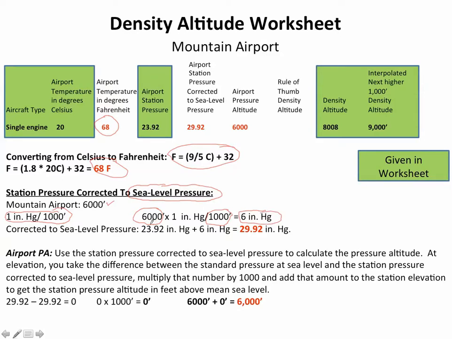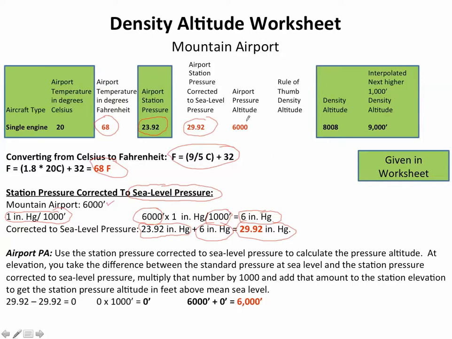So to correct 23.92 inches of mercury, which is the airport pressure that we observe here, we add the 6 inches and we get the 29.92. That is the airport station pressure corrected to sea level.